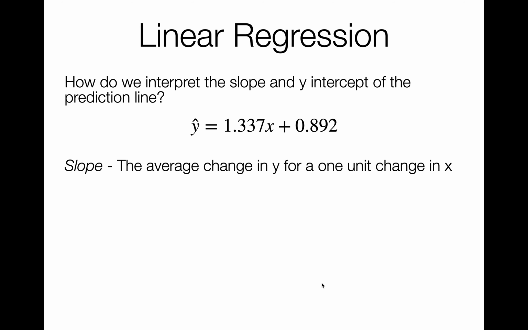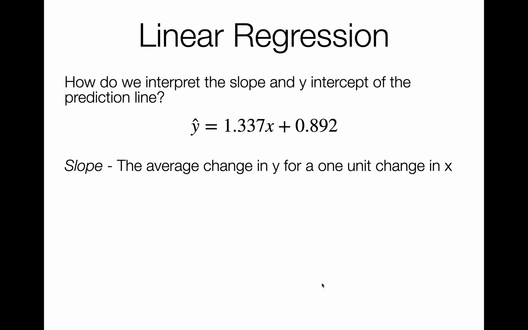So, the slope is the average change in y for a 1 unit change in x. Okay, so if I increase city miles per gallon, okay, I expect, or the average change in highway miles per gallon is going to be 1.337.